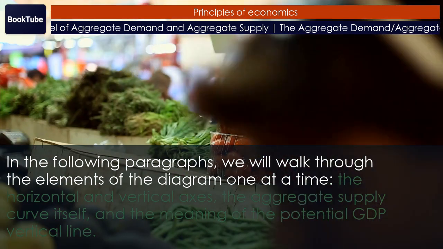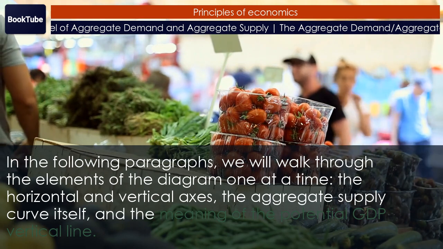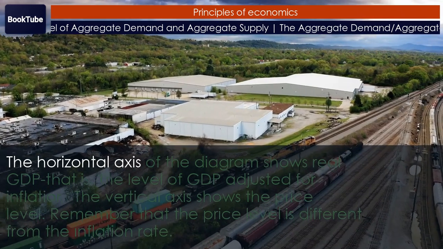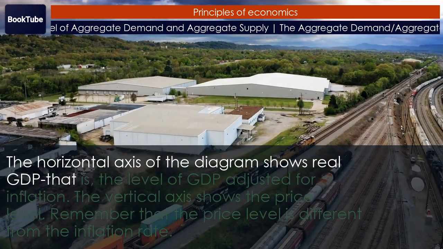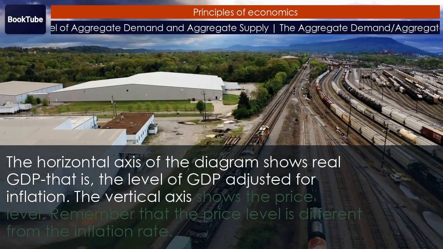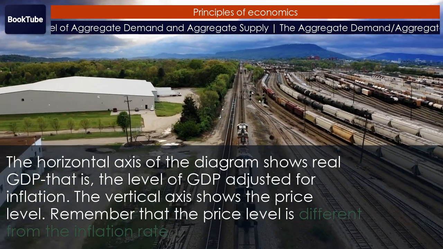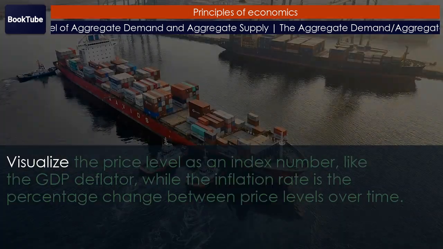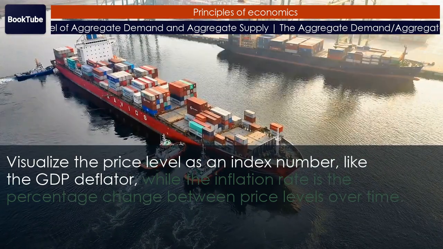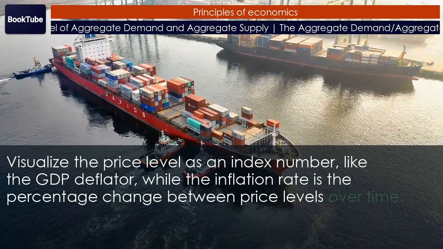The horizontal and vertical axes, the aggregate supply curve itself, and the meaning of the potential GDP vertical line. The horizontal axis of the diagram shows real GDP, that is, the level of GDP adjusted for inflation. The vertical axis shows the price level. Remember that the price level is different from the inflation rate. Visualize the price level as an index number, like the GDP deflator, while the inflation rate is the percentage change between price levels over time.